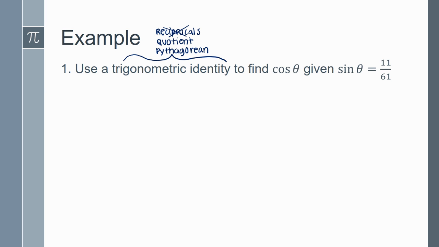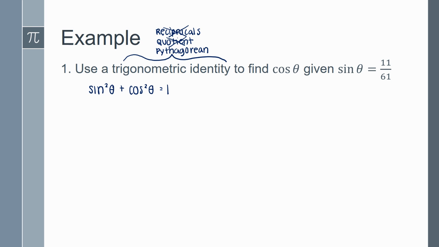If I look at quotients, so the quotient identity, it does involve sine and cosine, but if you remember, sine divided by cosine equals tangent, or cosine divided by sine equals cotangent. Because I don't have tangent or cotangent, and I'm only given sine, it doesn't make sense to use the quotient identities. So that leaves us with the Pythagorean identity. And so once again, there is one that deals with just sine and cosine. That was that sine squared of theta plus cosine squared of theta equals 1.